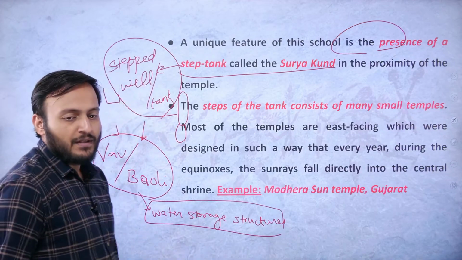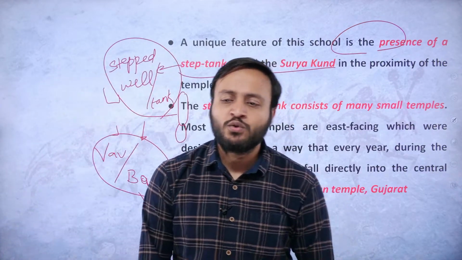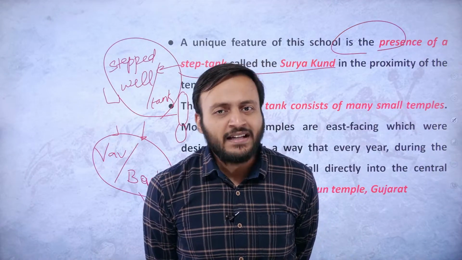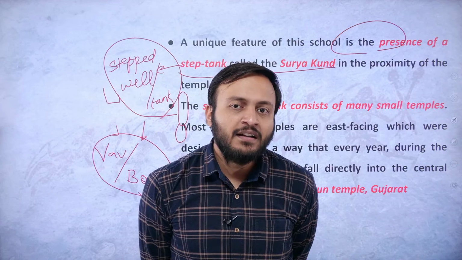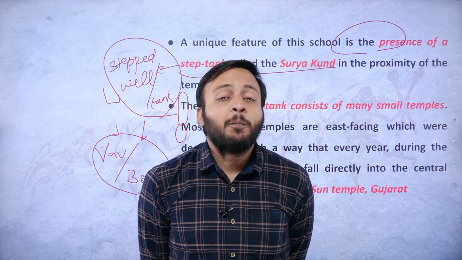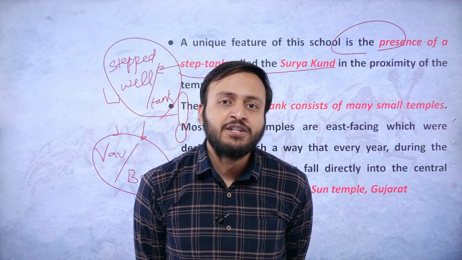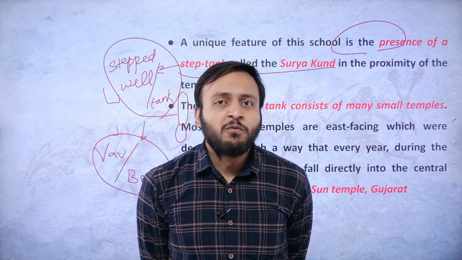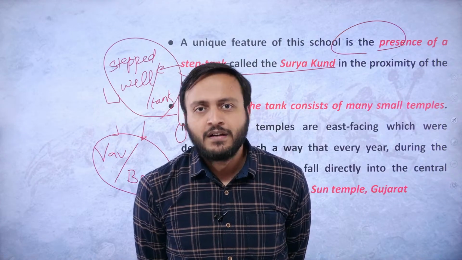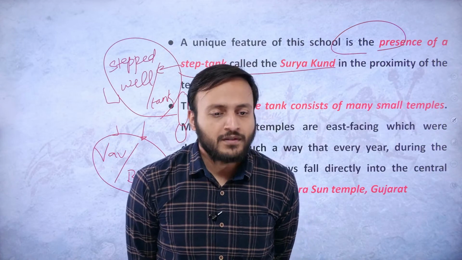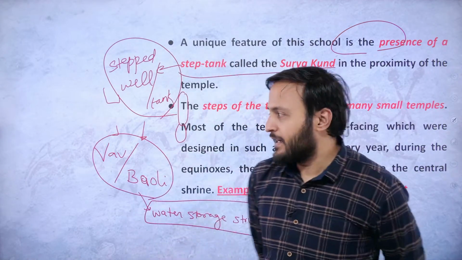That means it is the exceptional feature of the Solanki school that we do not have the water body inside the temple campus or inside the temple premises in any of the Nagara school, right? But here we have an exceptional feature in the Solanki school of architecture, that the presence of water body is there, unlike Kalinga style or unlike the Khajuraho style. Okay, so that is the most important part.